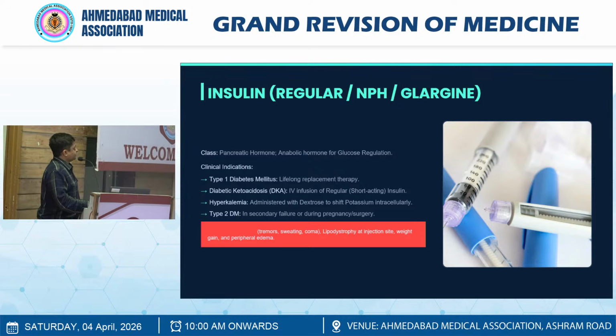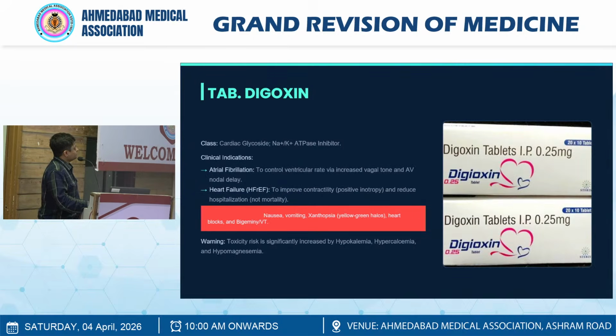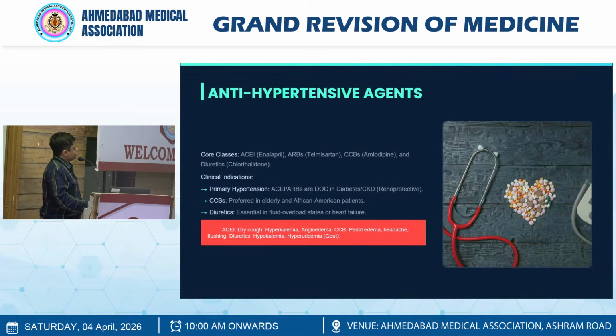Insulin is commonly used in diabetes, and in hyperkalemia with dextrose to shift potassium intracellularly. Digoxin we use in atrial fibrillation or heart failure with reduced ejection fraction. Common side effects are nausea, vomiting, heart blocks and bigeminy.